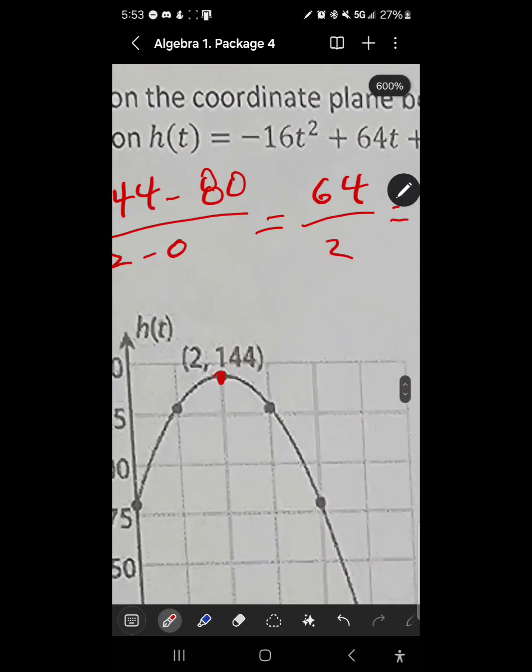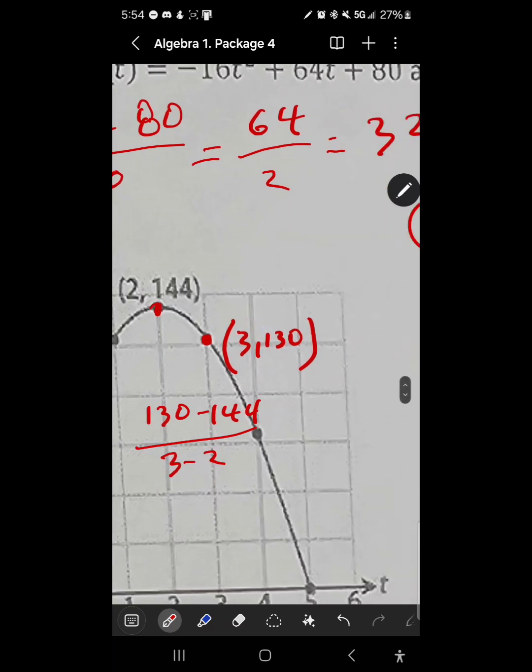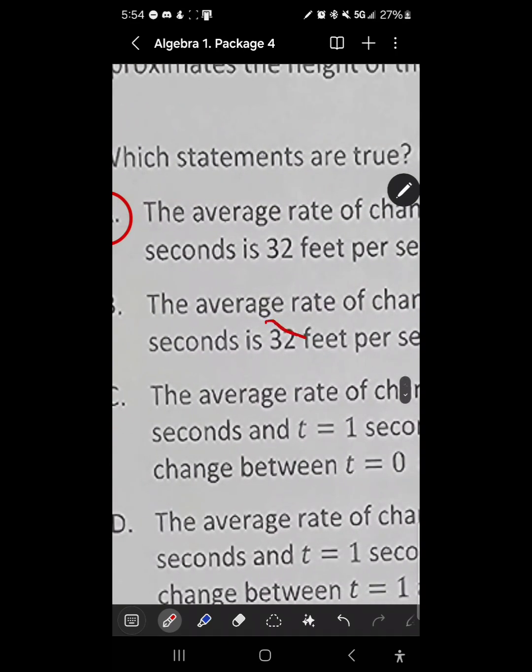But let's see. Either way, what is the answer? 2 and 3. And this is approximately 3, 130. I will say that it's close enough. So let's see, it will be 130 minus 144 over 3 minus 2. So this is equal to negative 14 over 1. So it's just negative. And it's not even here. So it's super simple.